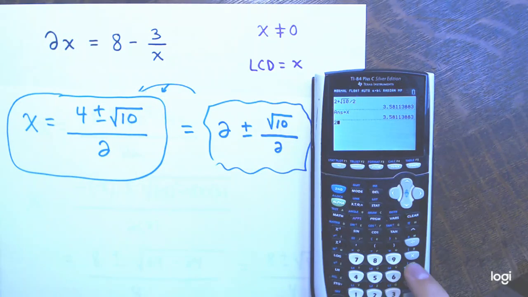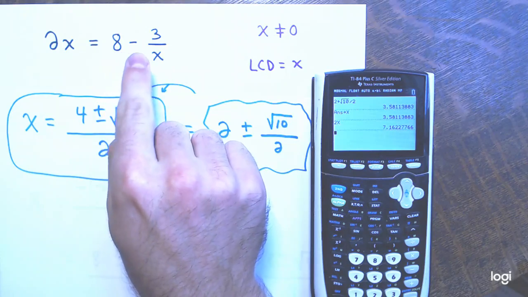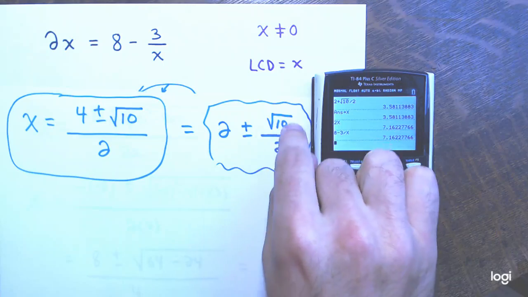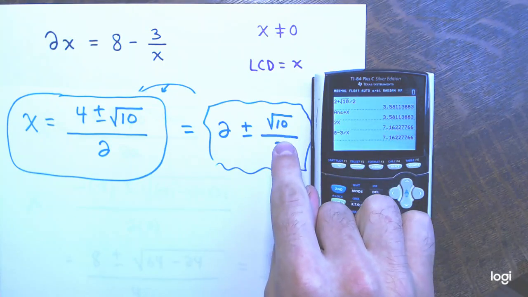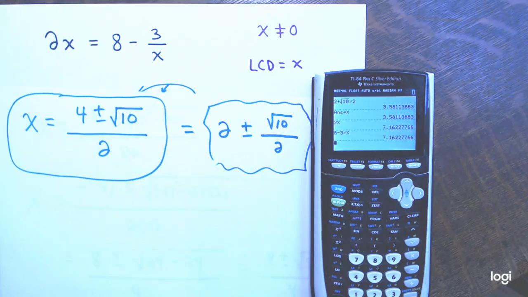So it's just 2 times x, giving me 7.16227766, and so on. And then I'll plug it into the right expression on the right of the equal sign, and hopefully I get the same thing back. So 8 minus 3 divided by x. And it is indeed the same number, 7.16227766, and so on. So 2 plus the square root of 10 over 2 is valid. That's the same as 4 plus the square root of 10, all divided by 2.